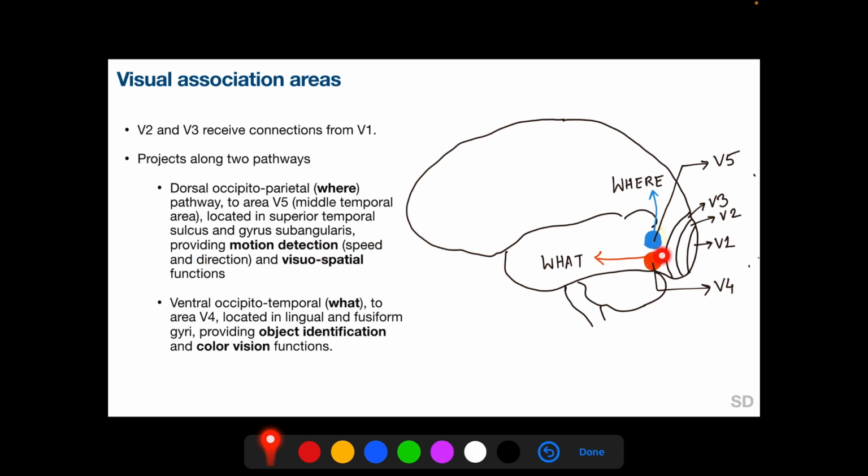The ventral occipitotemporal or the what pathway to area V4 is located in the lingual and fusiform gyri, provides the function of object identification and color vision, and so is called the what pathway.